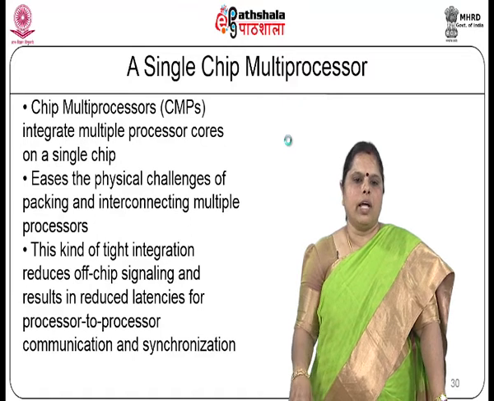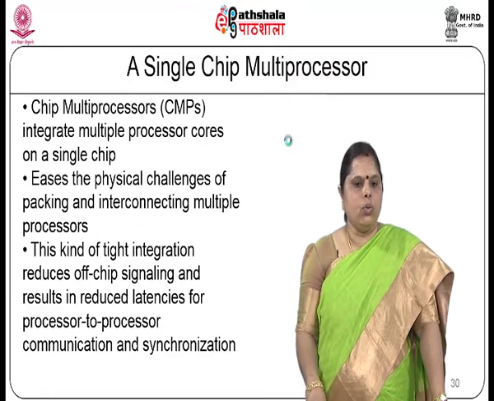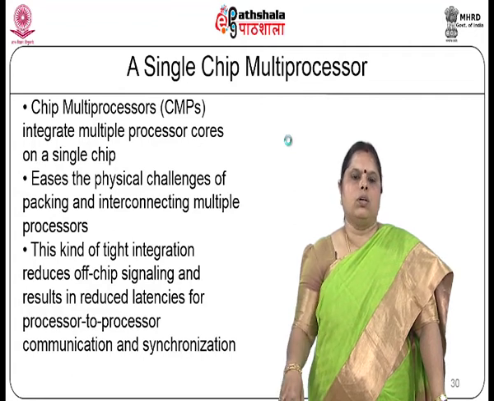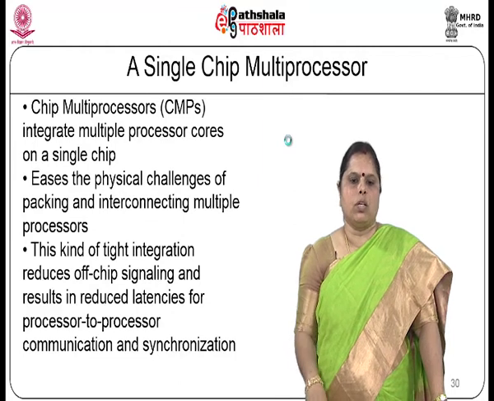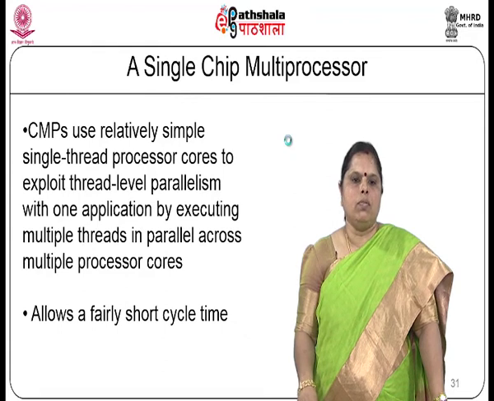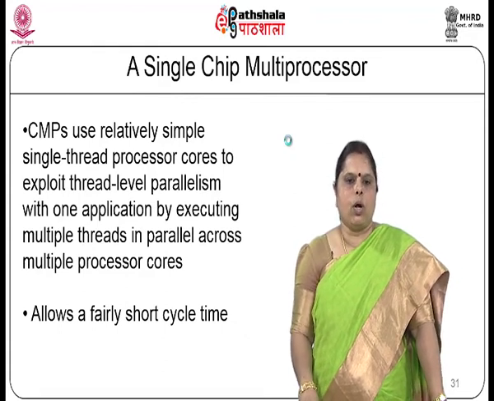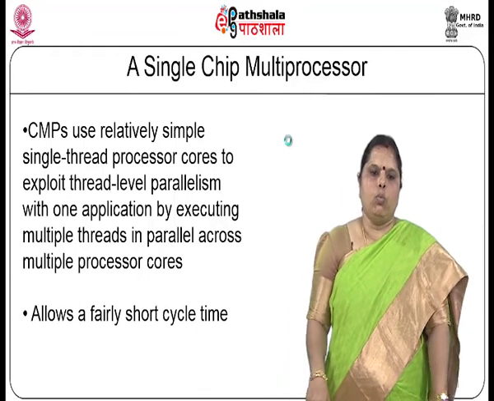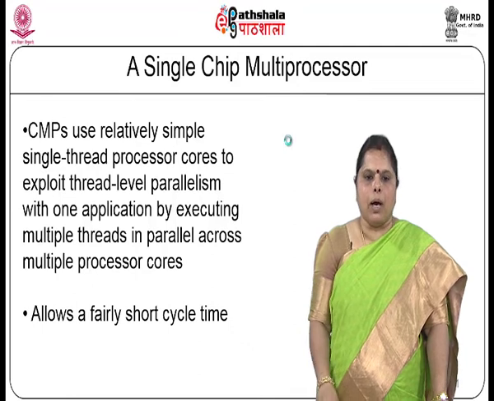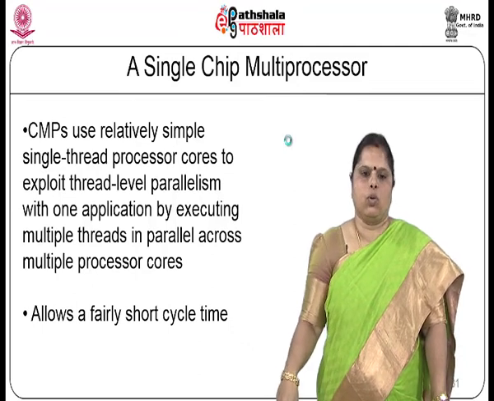This kind of tight integration reduces the off-chip signaling and results in reduced latencies associated with processor to processor communication and synchronization. And CMPs use relatively simple single threaded processor cores in order to exploit thread level parallelism within one application by executing multiple threads in parallel across the multiple processor cores.